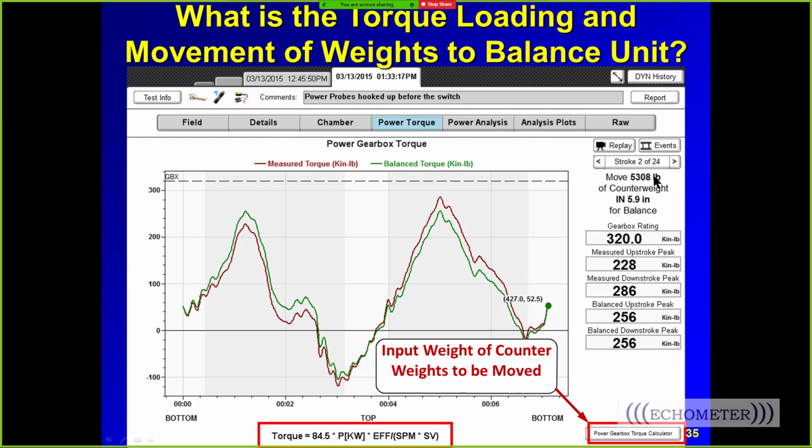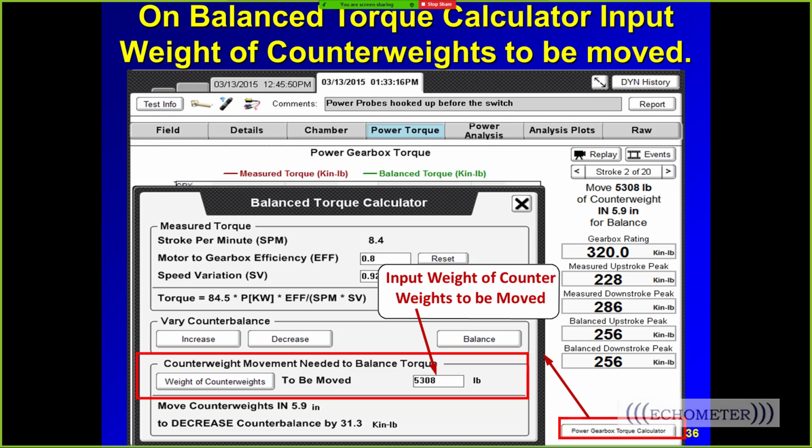And if you put in the weights that you're going to move, what they weigh, then it tells you how far to move them. If you put in half the weights, it's going to move twice as far because it has to achieve a certain amount of counterbalance, reduction, or increase to balance the units.